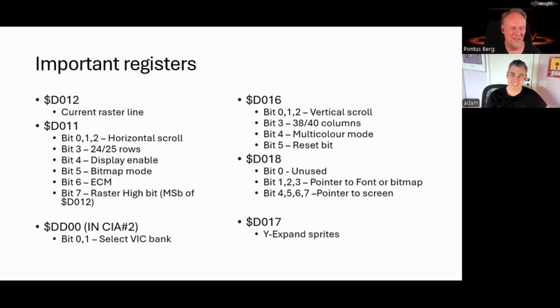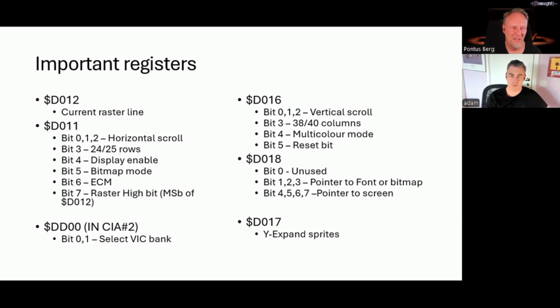I already referenced the high bit of the raster counter, so this is basically the high bit of D012. If that one is set, you are on one of the very lowest raster rows of the current frame. Yeah, let's keep to the VIC registers.